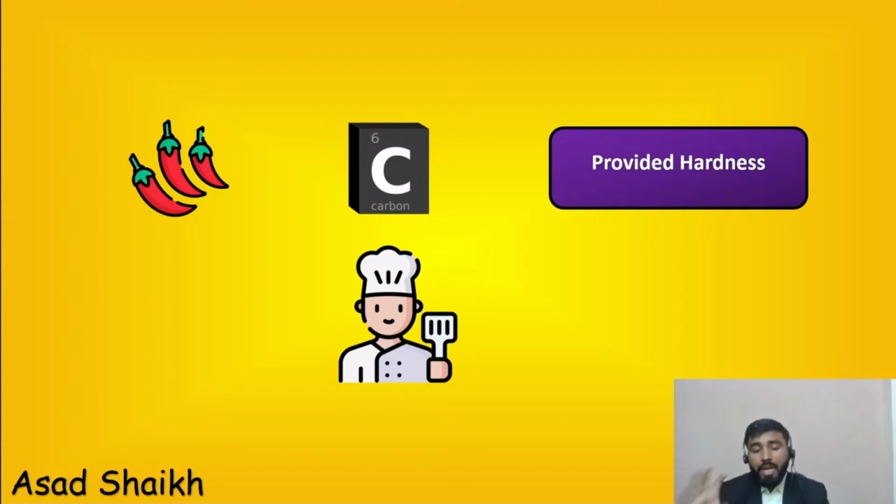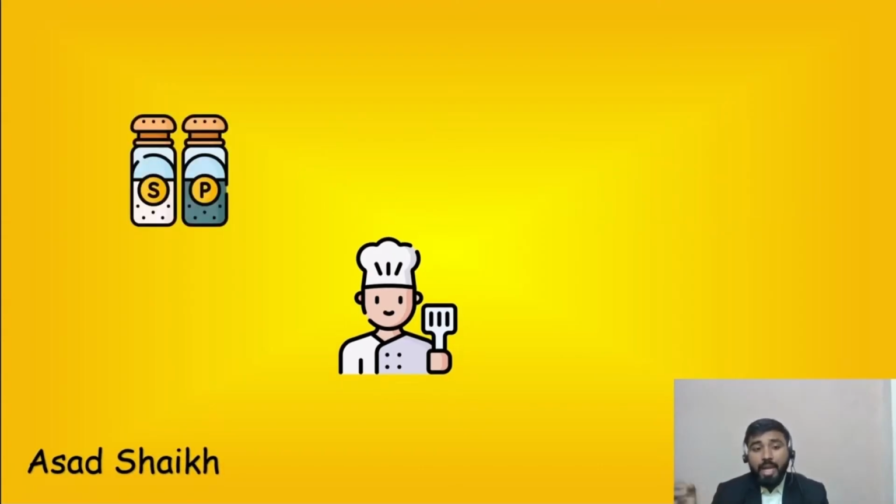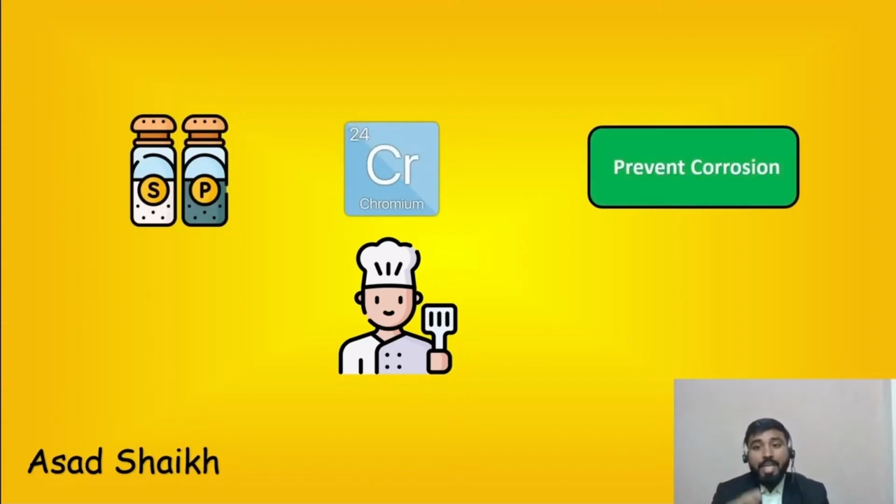But remember, carbon is what I personally remember as the chili. Use it as much as you want, but at a point of time, if it becomes too much carbon, it's going to make your material very hard. The second one which comes in as sprinklers is going to be chromium. Very important. The higher the chromium, the higher the ability to prevent corrosion.